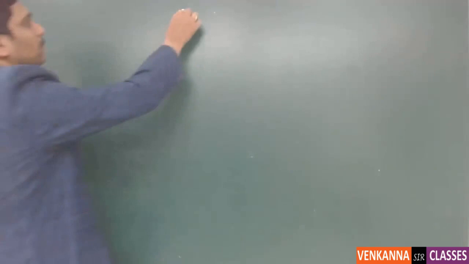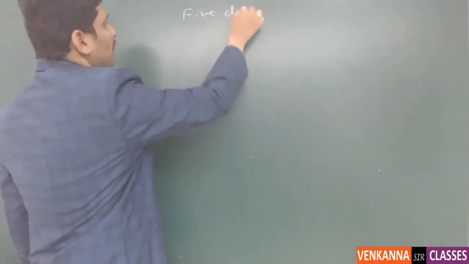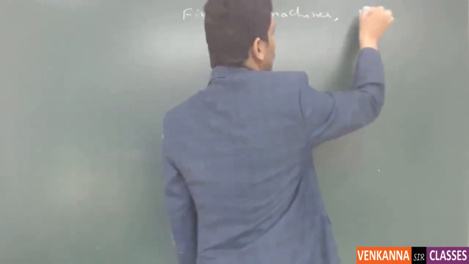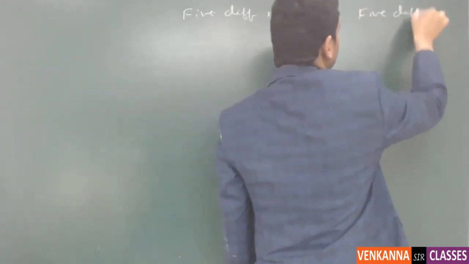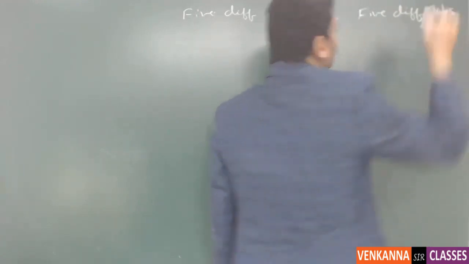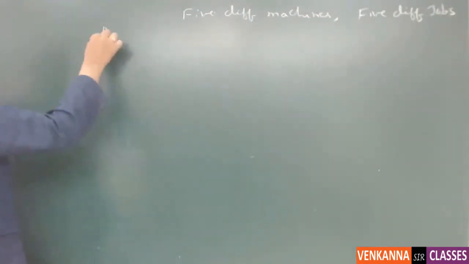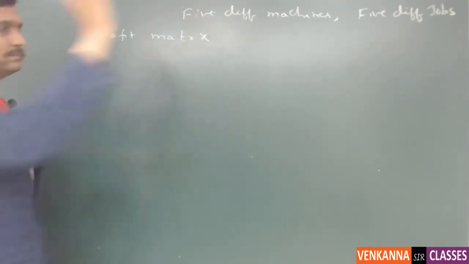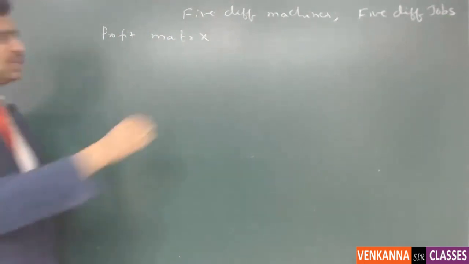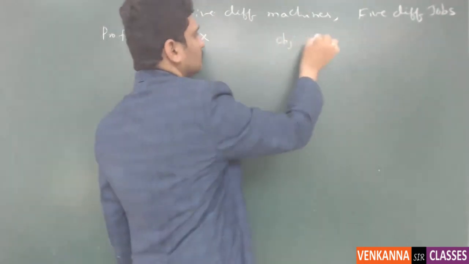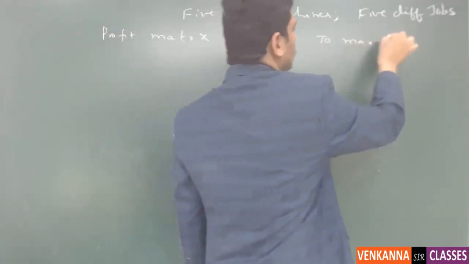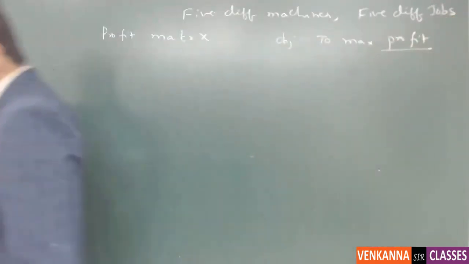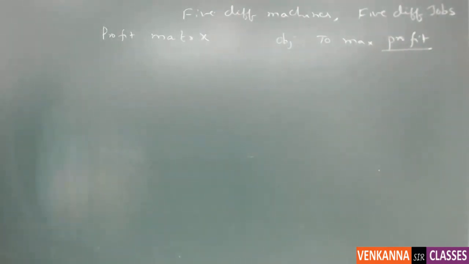So I have 5 different machines and 5 different jobs, and I will give the corresponding profit matrix. And my objective is to maximize the profit. So here the matrix goes.